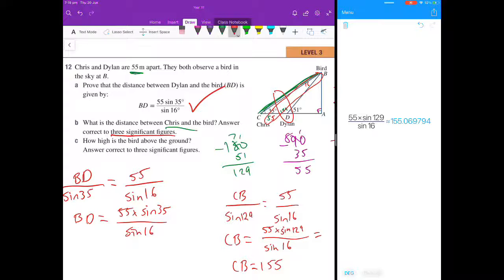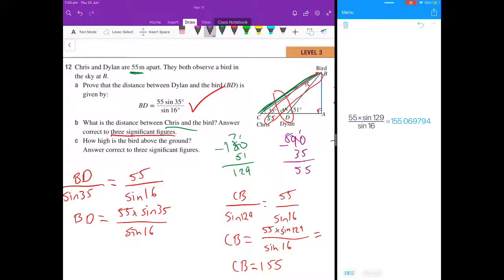How high the bird is from the ground is the BA section. So we've got a bunch of different ways we can do that at this point. I am going to suggest one in a second. We've got a whole bunch of angles and we've got a side, but also guess what?